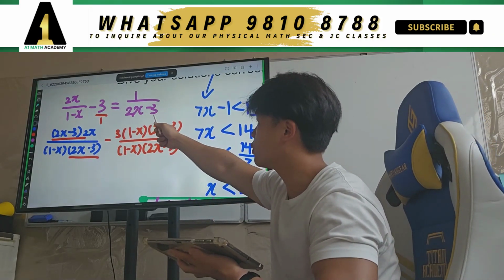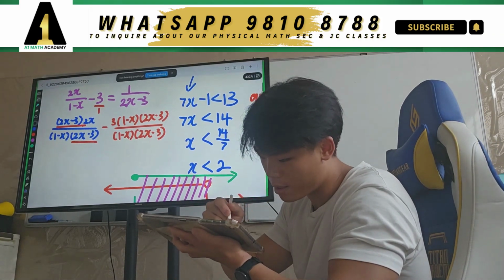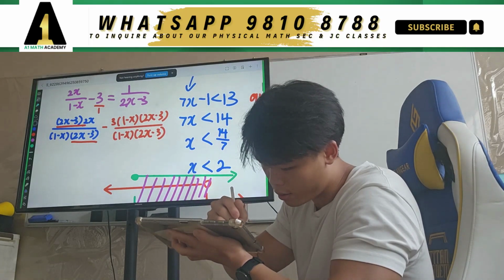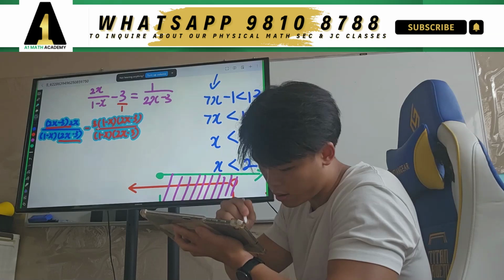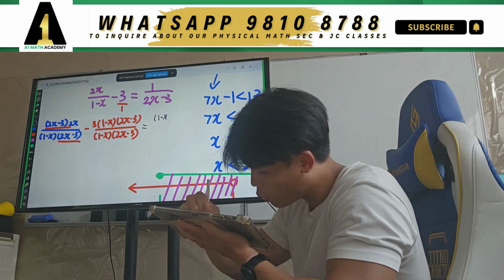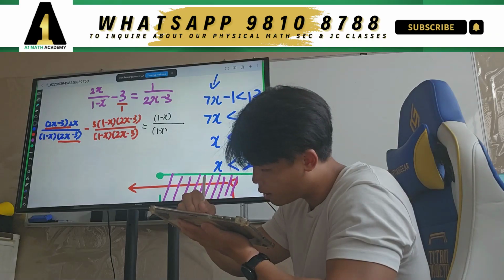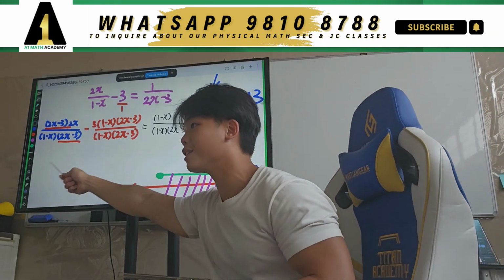Then for the last one, what do I need to add in? I just need to add in 1 minus x, right? Yeah, correct. So for the last one, I just need to add in 1 minus x, so 1 minus x over 1 minus x, 2x minus 3. Okay, so now all of them have the same denominator, right?